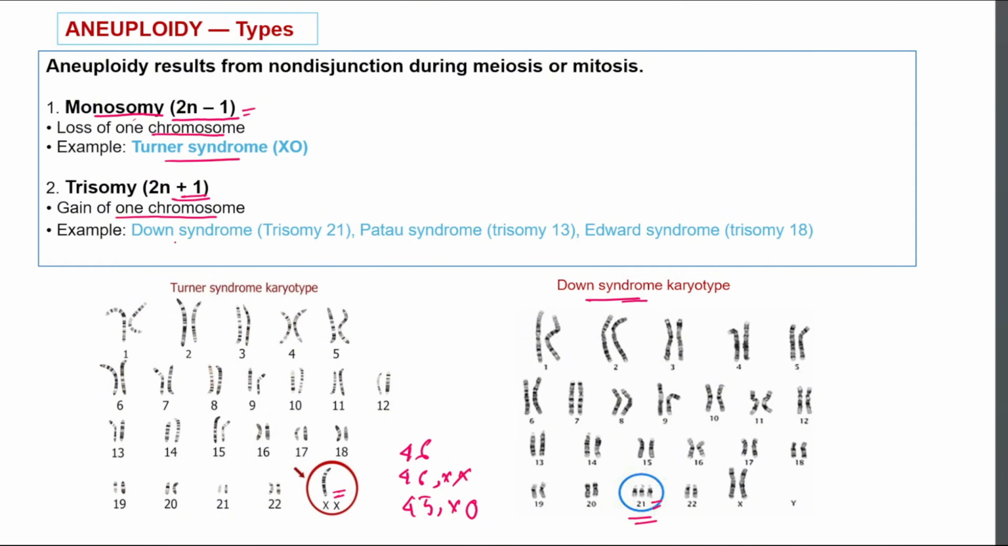This is called trisomy. Like Patau syndrome, that is trisomy 13, where one chromosome is added to a pair. Like Edwards syndrome, trisomy 18, where one extra chromosome is added in chromosome 18. So this is called trisomy, 2n plus 1.